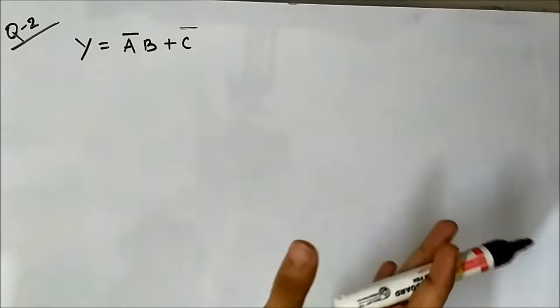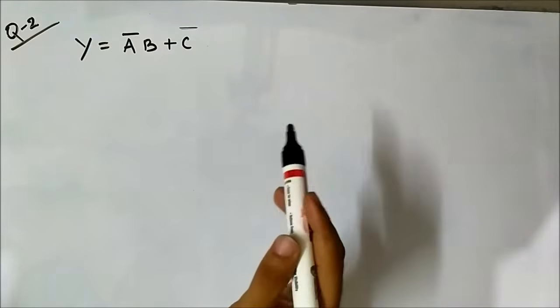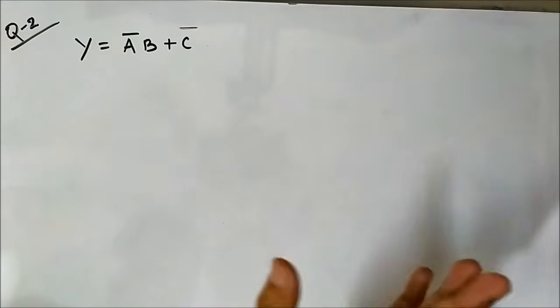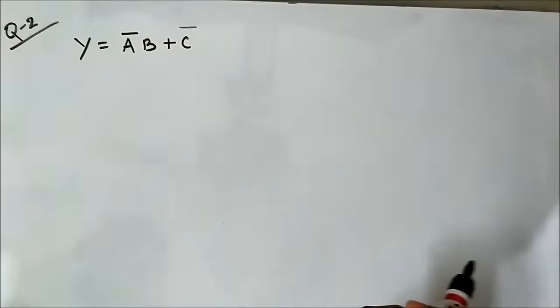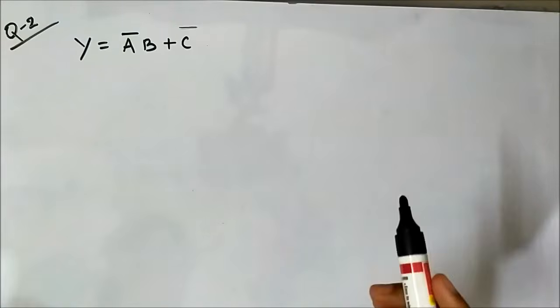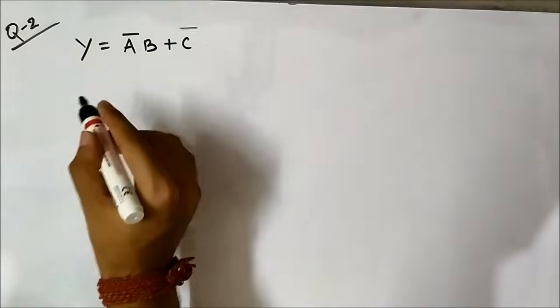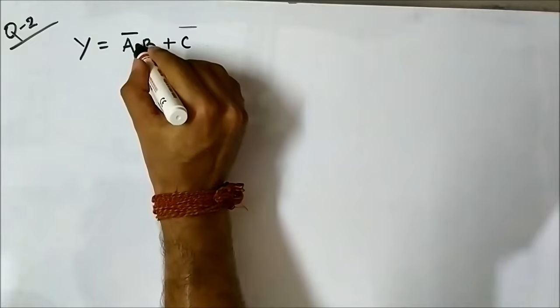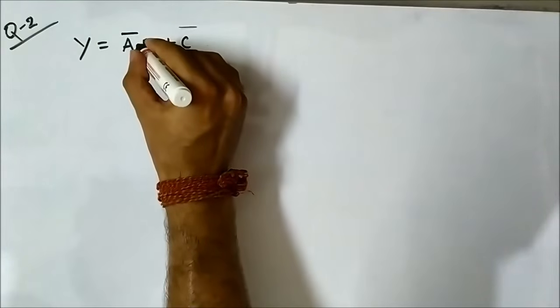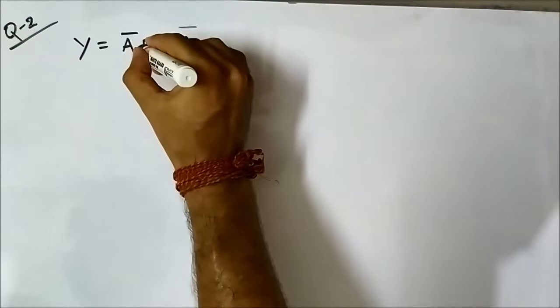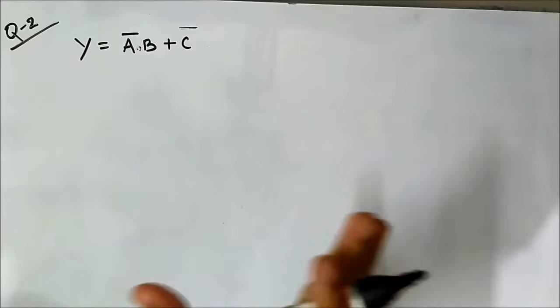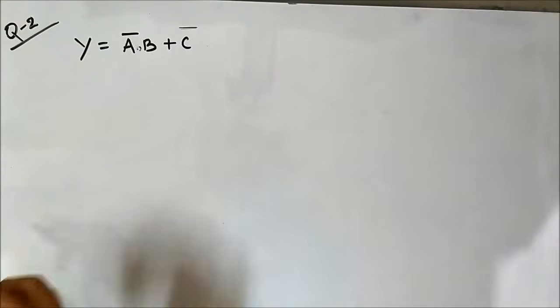So this is the second question that we are going to discuss. Again we are taking a simple one. So this question again we have to implement it using NOR gates. So first we have to modify this expression by applying De Morgan's theorem so that it can be converted into a form that we can implement it using NOR gates easily.